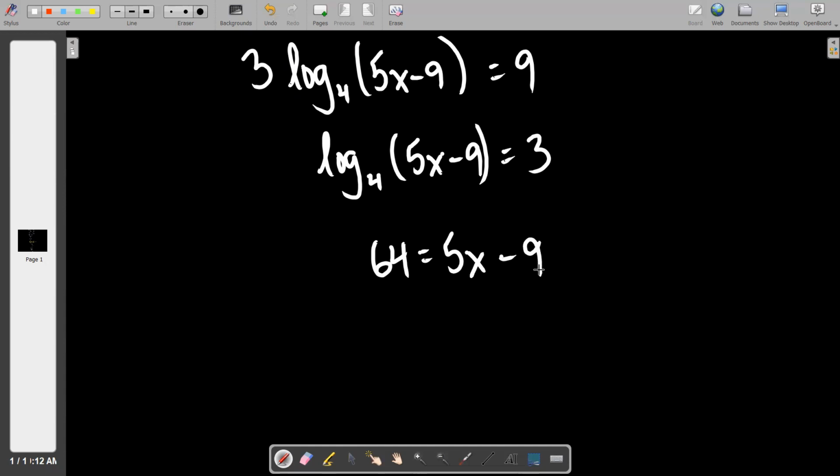And then it's just instantly transformed into a little baby kitty problem. Add 9 to both sides. What do you get? 73 equals 5x. Divide by 5. What do you get? Nice. That's it.